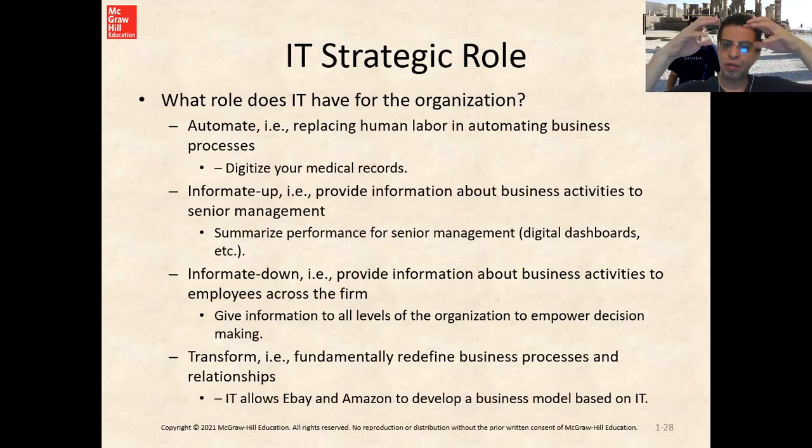And then you have informate down. When management makes the decision, the information goes down, and there might be some kind of application to help make the decision. It's called DSS, Decision Support System, built according to what the management advisors say. And then you have the cross ones, connected to the suppliers and the customers. You call that transform, which is to fundamentally redefine the business process and the relationship. IT allows eBay and Amazon to develop a business model based on IT.